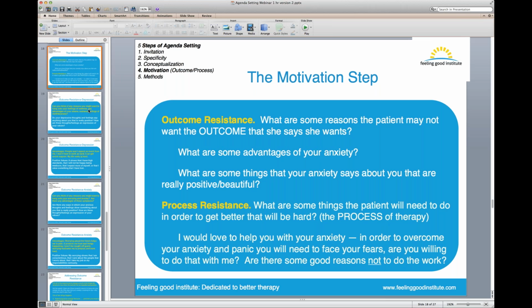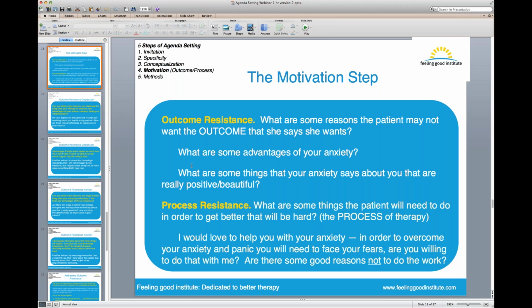This stems from you as a therapist knowing, for me to help a patient with anxiety, I'll do some cognitive work, but I also know I'm going to expect them to do exposure. I'm pretty sure they're not going to get fully better without doing exposure, and I would anticipate that some patients will have some resistance to that. So that's what we talk about with process resistance. Like, I'd love to help you with your anxiety. In order to overcome your anxiety and panic, you're going to need to face your fears. Are you willing to do that work with me? What are some good reasons not to do the work?